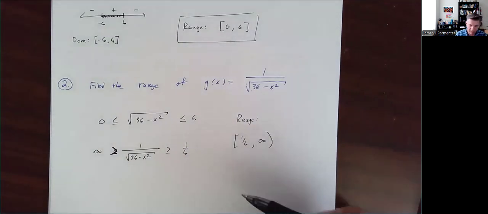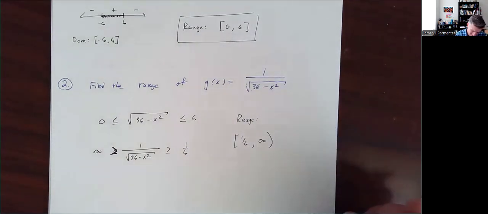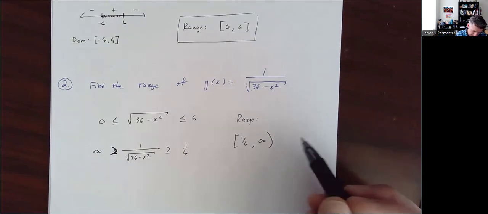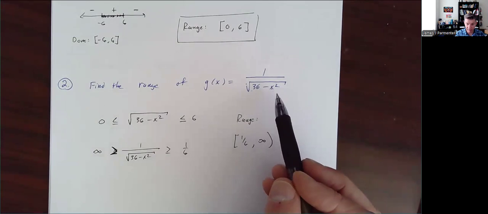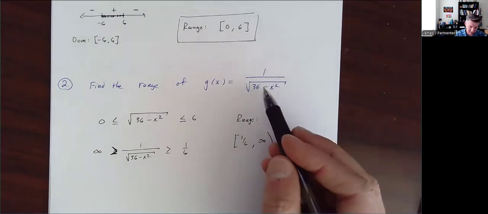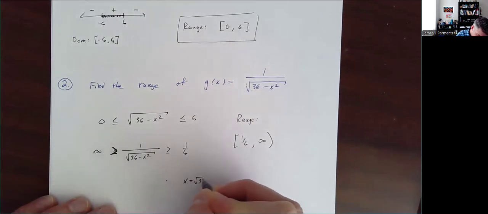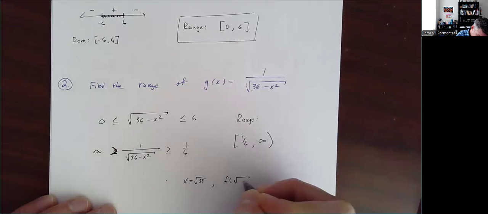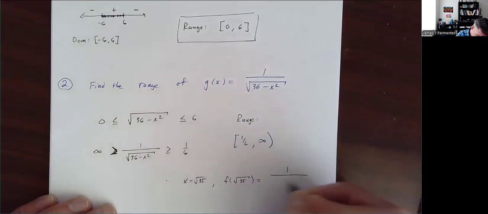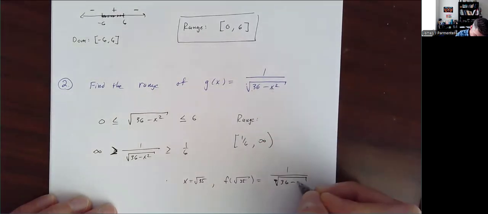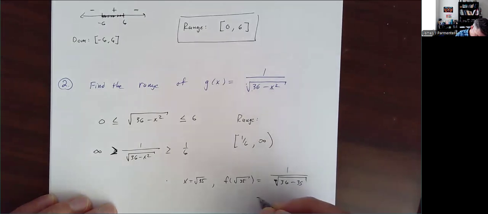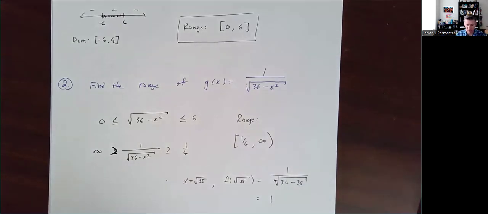Again, that might seem a little bit quick there. Is there more I can say? Not really. I'll just point out, imagine if you pick bigger values of x, like if we picked x equal to something easy, like let's say that x was equal to the square root of 35. Then f of the square root of 35 is going to be 1 over the square root of 36 minus the square root of 35 squared, which is 35. And that's going to be 1 over the square root of 1, which is just 1. So you can see, oh yeah, if x is something that's close to 6, we're getting values that are bigger than 1/6.